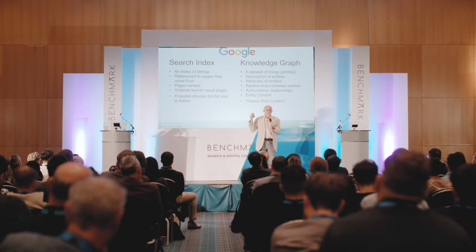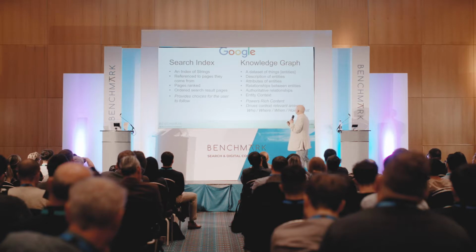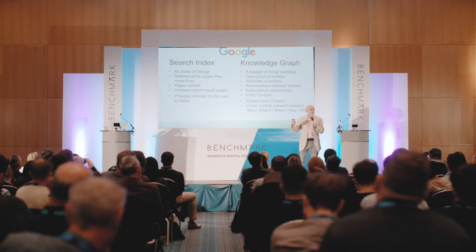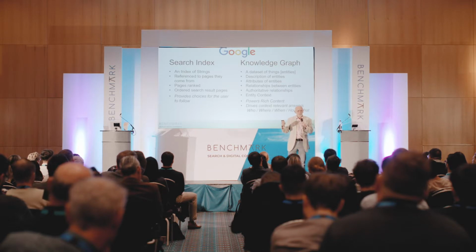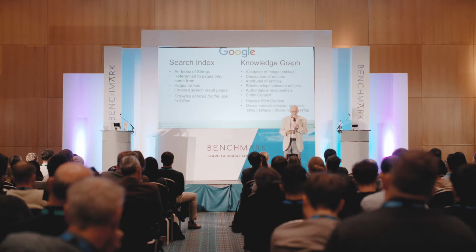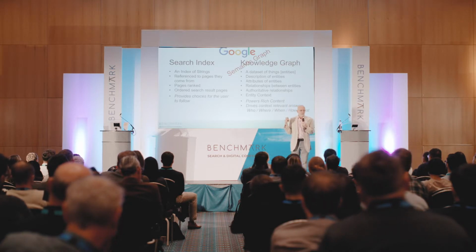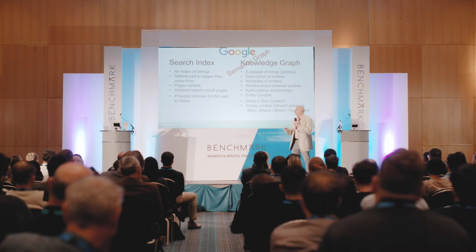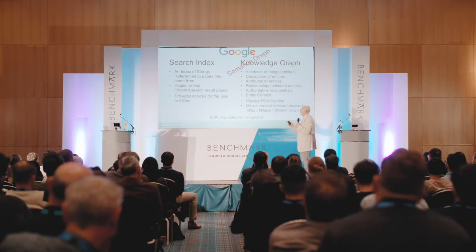And it's there to power rich content, which we've seen, but it's also there to drive context-relevant answers. So the who, the where, the what, the how. Those questions that come back with an entity being the answer. And this is a semantic graph, like the first one I showed. Both of them populated by Googlebot.